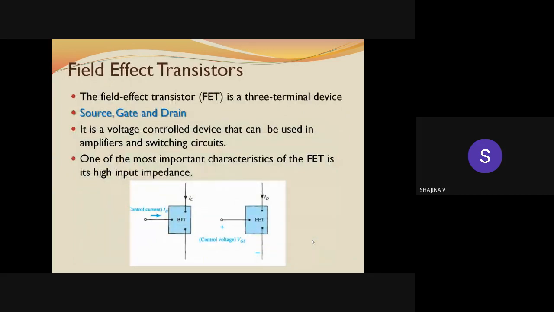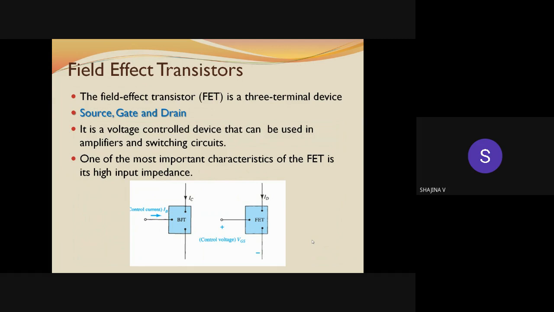We can say a field effect transistor is a three-terminal device. The terminals are source, gate, and drain, similar to our emitter, base, and collector in a BJT. It is a voltage controlled device or field controlled device. That is why we call it a field effect transistor. It can be used in amplifier and switching applications. One of the major important characteristics of FET is high input impedance. So the input impedance of a MOSFET will be very high compared to a BJT.